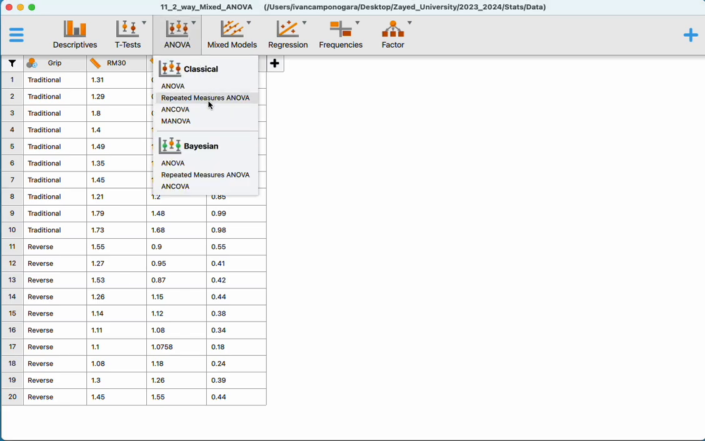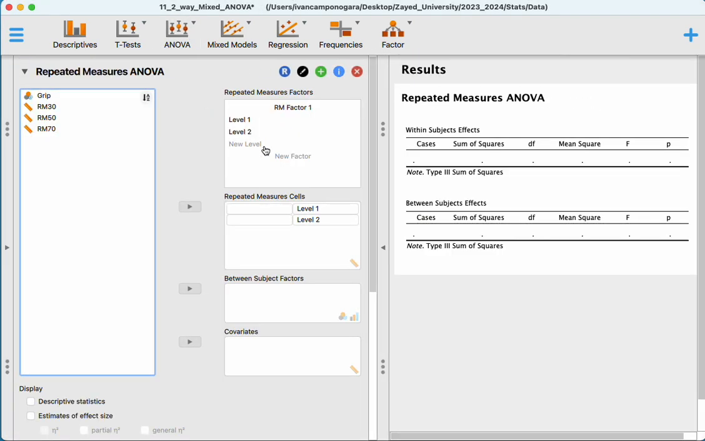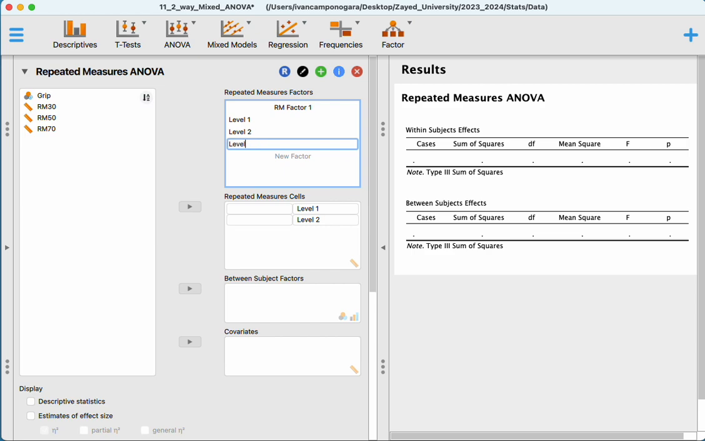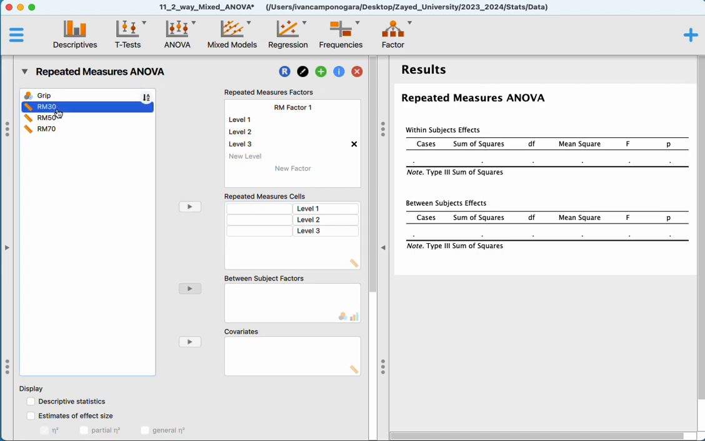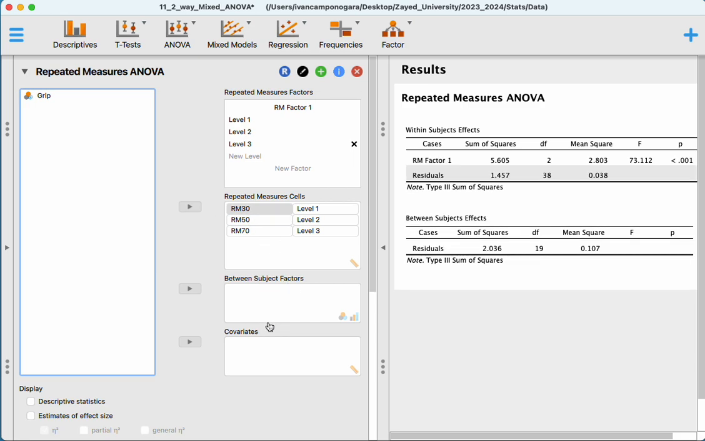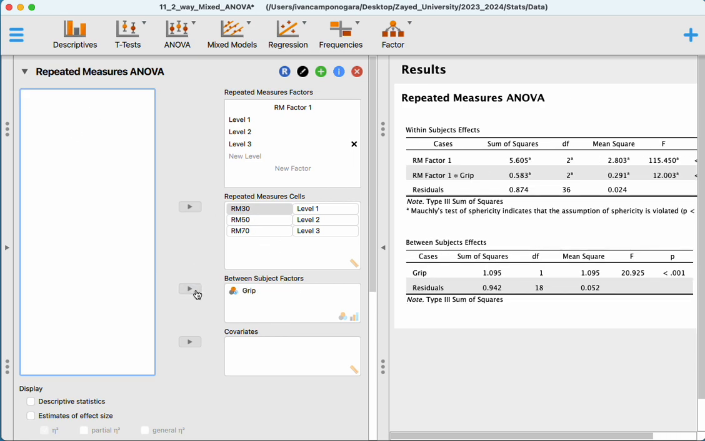So I go here and I click on repeated measures ANOVA. I have to add one level. And here I put RM 30, 50 and 70. My between subject factor is the grip. And this is the result.